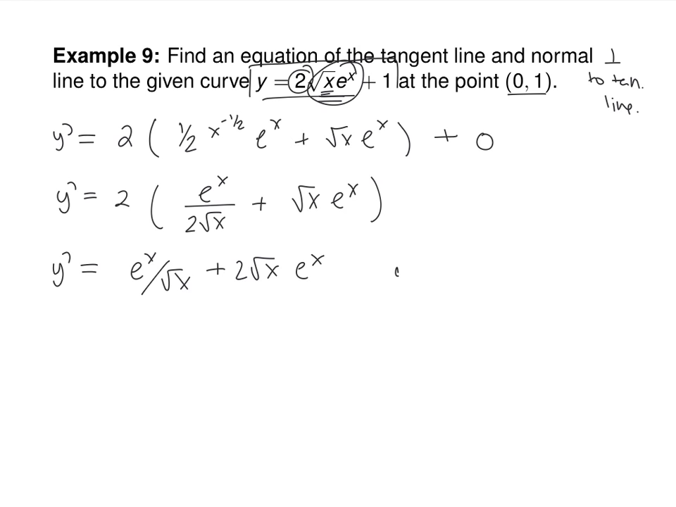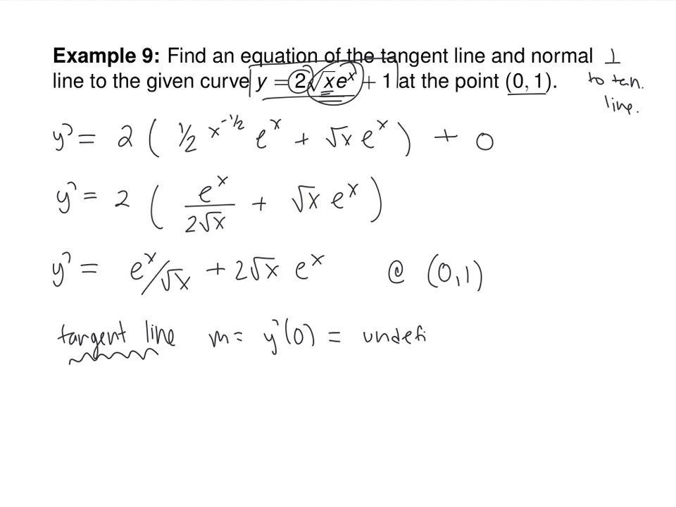Okay, at the point 0, 1, for the tangent line, how do you find the slope? Plug in 0. Oh, and what happens in this, I did this on purpose, so it'd be a little bit tricky. What happens when you plug in 0? You can't. Rachel's shaking her head. So that means the slope is undefined, which means your tangent line is vertical.